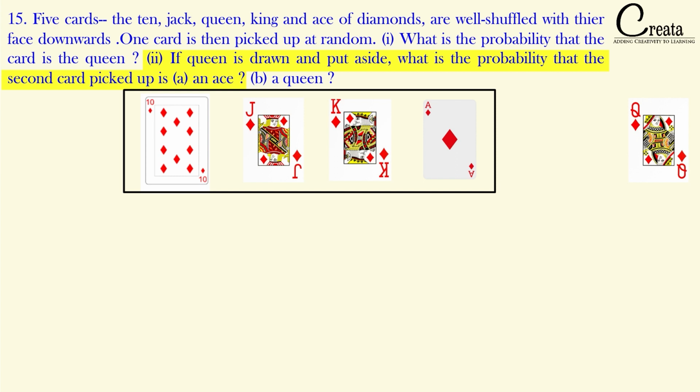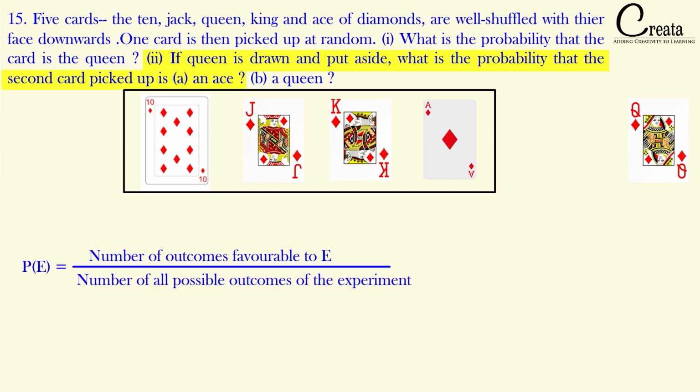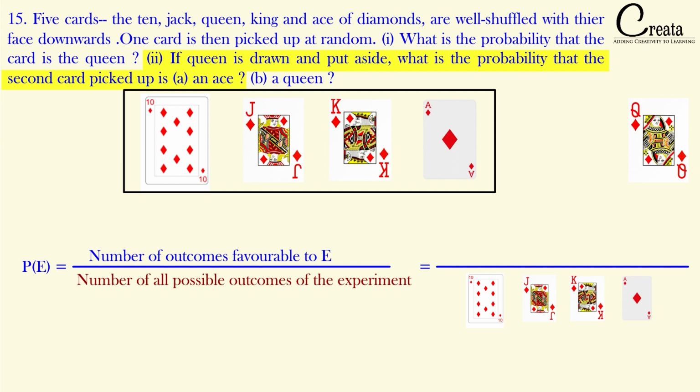And we have to find the probability of getting an ace. So let's take the formula of the probability. We will start with the denominator. What will be the total possible outcome? We are having 4 cards, so 4 will come in the denominator. These 4 cards will come in the denominator.